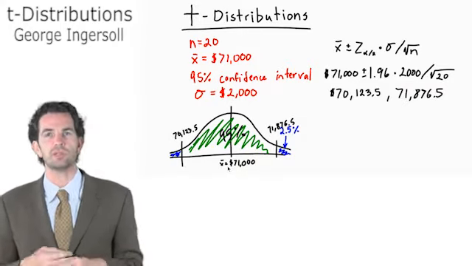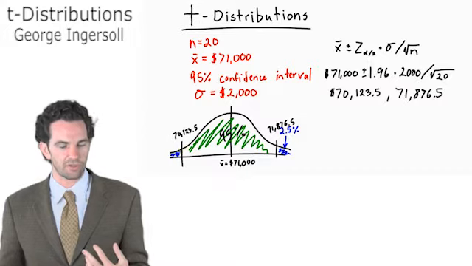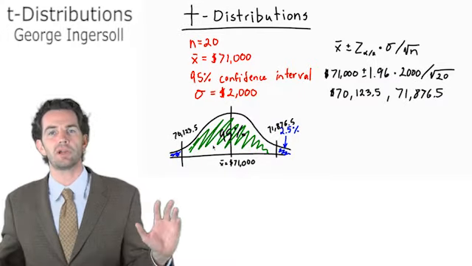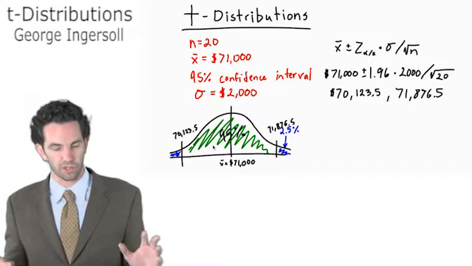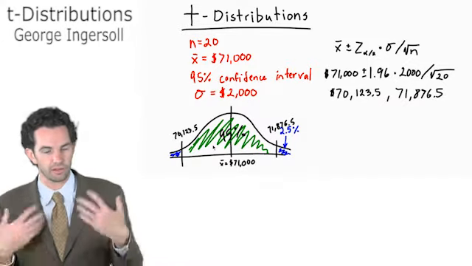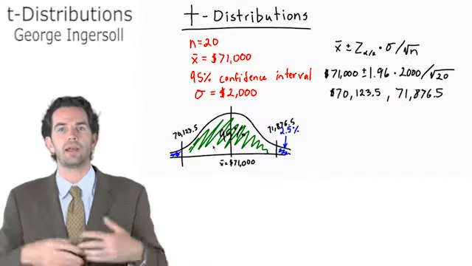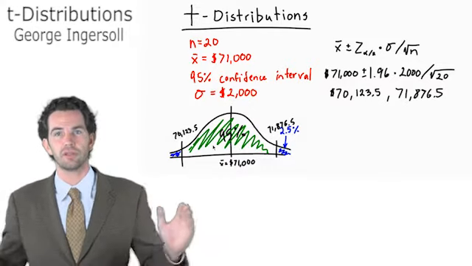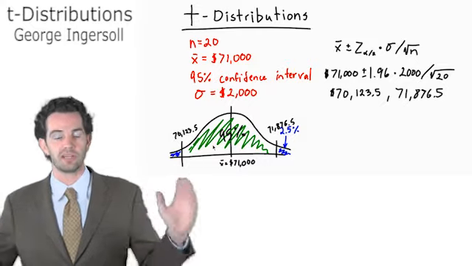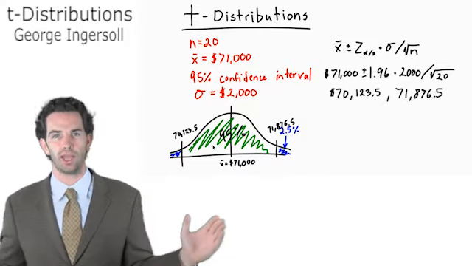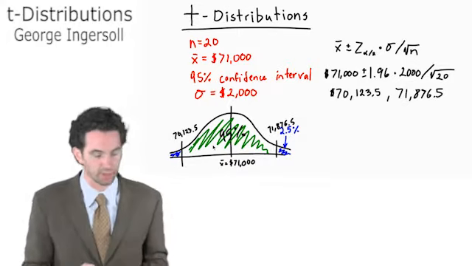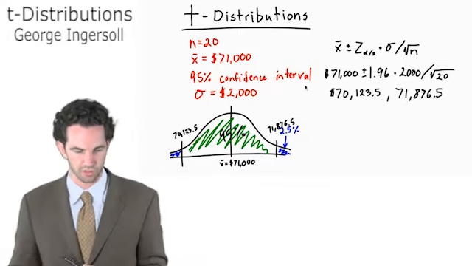So what you do is you use a curve that's a little bit flatter, a little bit more spread out than the standard normal curve. That ends up giving you a wider confidence interval, meaning you might be 95% confident, but it's for a bigger range. So that's how the T distribution works.